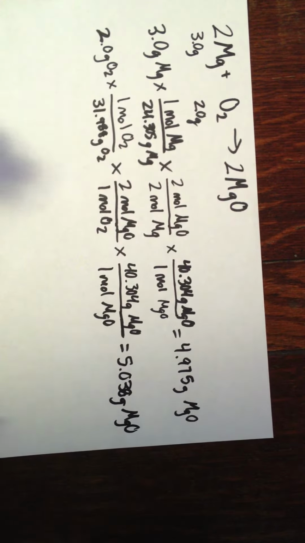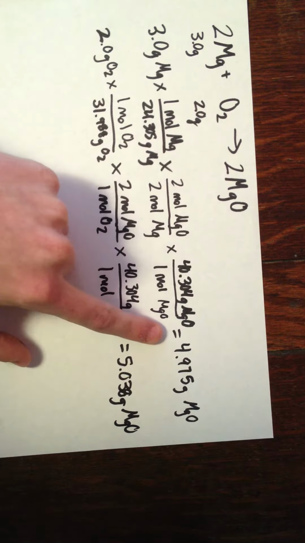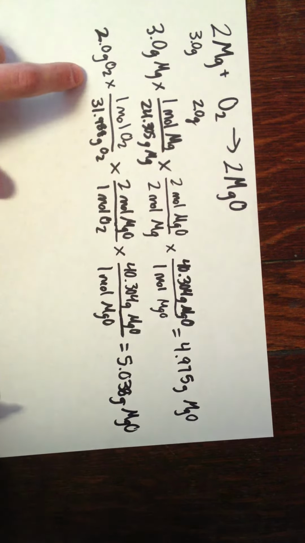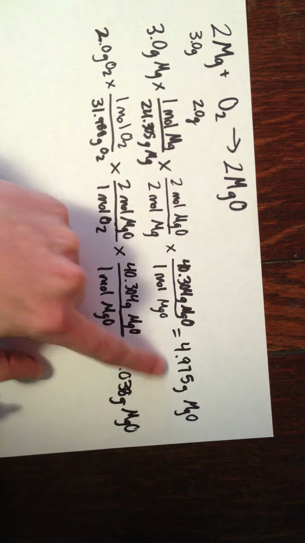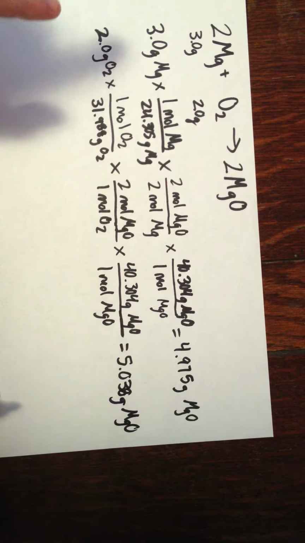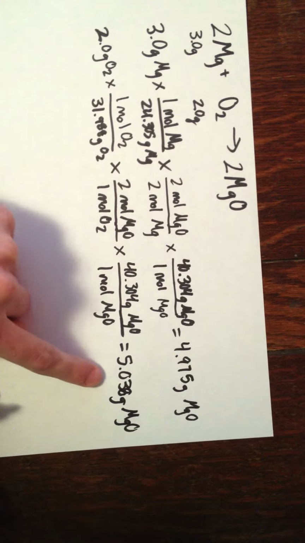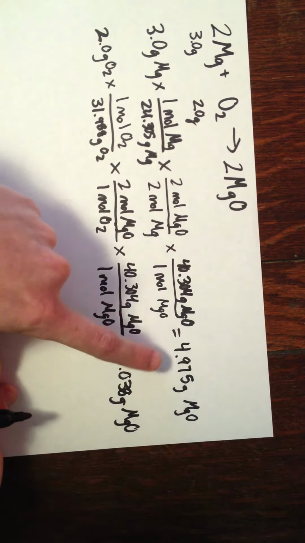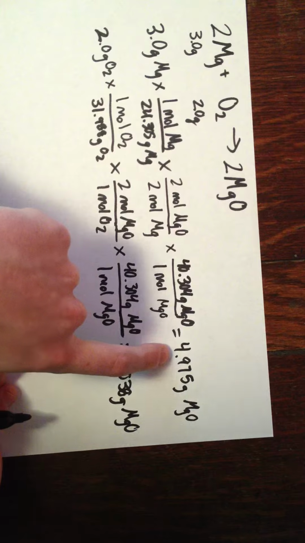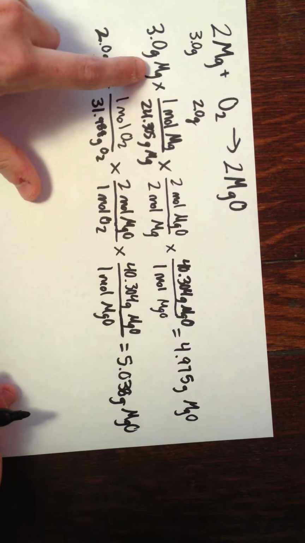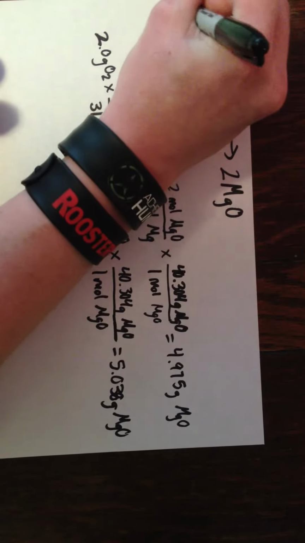Now you might be asking, well, what does this mean? Basically, if you had an unlimited supply of oxygen, this is how much 3 grams of magnesium would make. If you had an unlimited supply of magnesium, this is how much 2 grams of oxygen would make. So you make less with the magnesium. So this would be considered your limiting reactant.